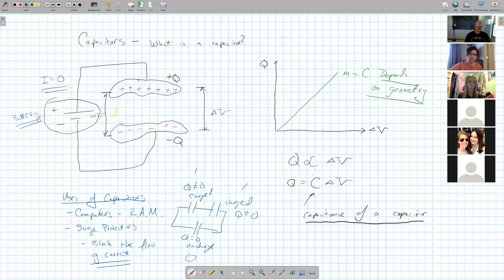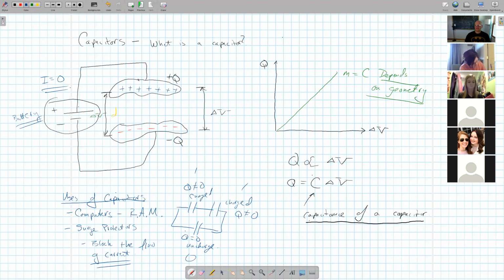It's just two pieces of metal separated by some distance. Connect that to a battery, which runs current through the system. This causes one plate to reach a maximum charge of, say, positive Q and the other to a maximum charge of negative Q, at which point the current stops.